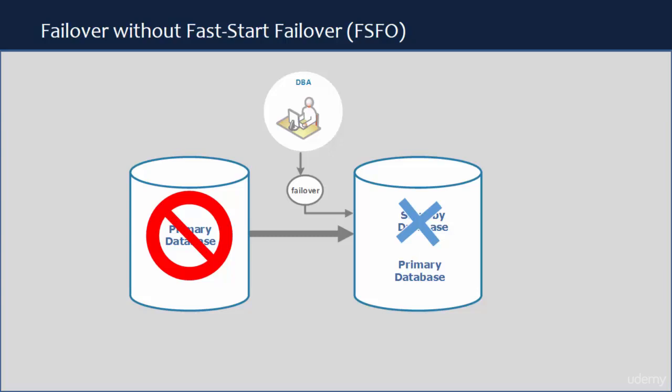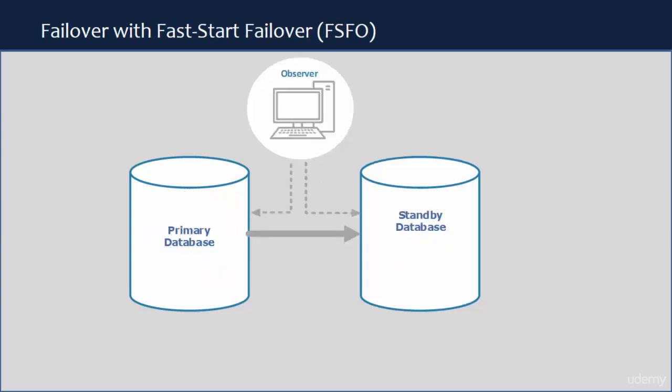This is where the FSFO helps. It automates the failover procedure. So, let's see how the FSFO works. If you want to configure the FSFO, beside the database members in your data guard configuration, you must have an extra computer. This computer will host a process named as the observer. The process keeps communicating with the predefined databases in your FSFO configuration.